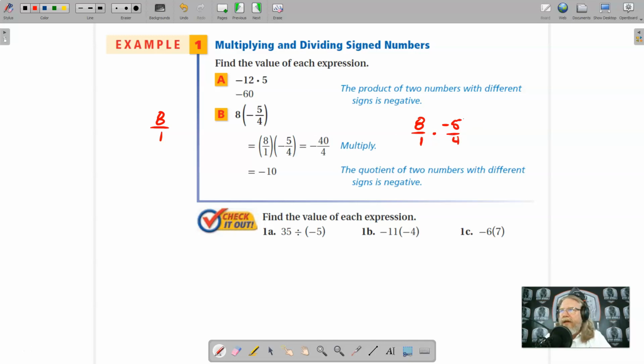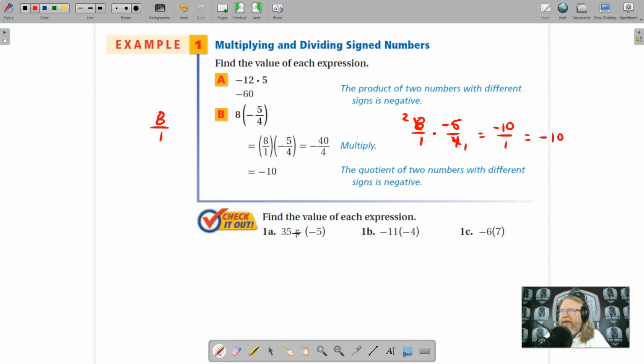And probably what I would have done before I ever multiplied this is I would have realized that 8 and 4 share a common factor of 4. 4 divided by 4 is 1, and 8 divided by 4 is 2. Then 2 times negative 5 equals negative 10. And 1 times 1 is 1. And any number over itself is equal to itself. So I get negative 10 that way.